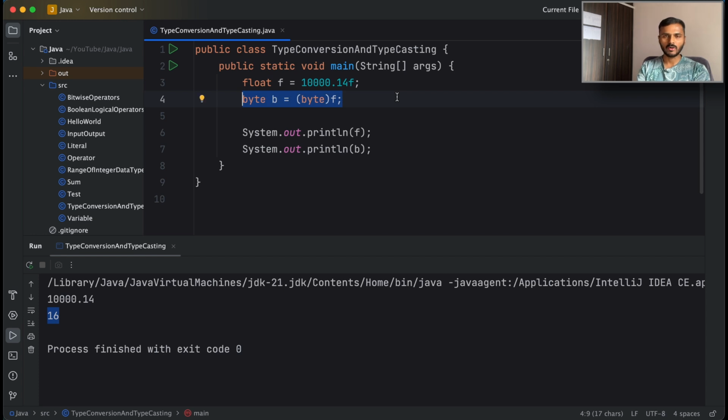And that is why some operation is being done on that integer to convert it to a value which falls within the range of byte. And that is how we are getting 16 over here. Now, let me give you another example.